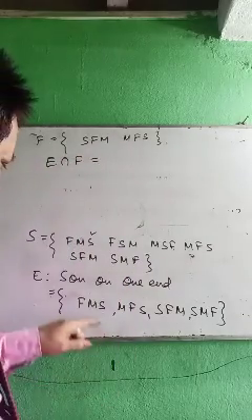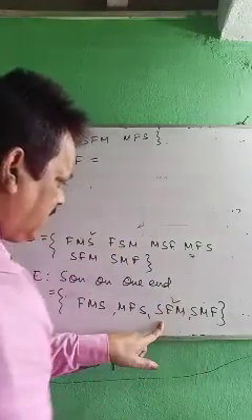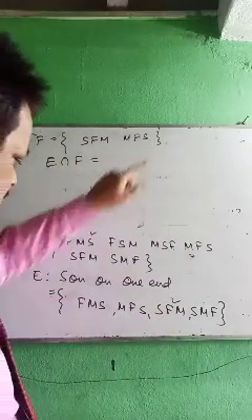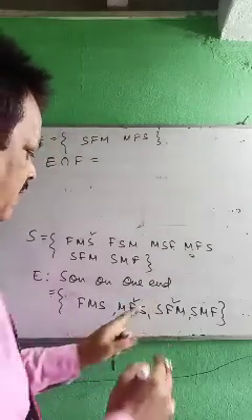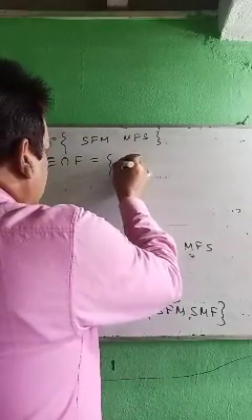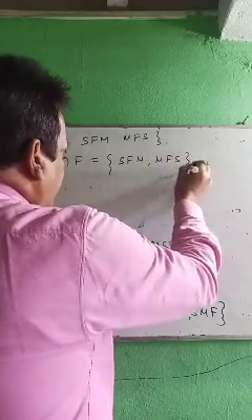Then what is E intersection F? Common element. You can see son, father, mother is here. Mother, father, son is also here. That means both you are taking: son, father, mother and mother, father, son.